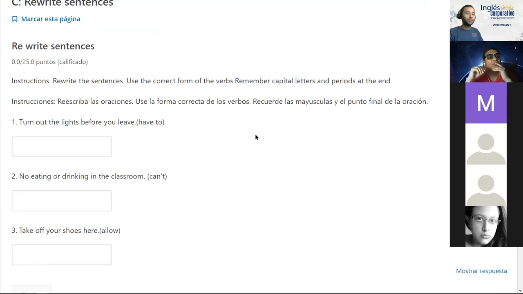Ok, instructions. Rewrite the sentences, use the correct form of the verbs. Remember, capital letters and periods at the end. Muy importante en estos ejercicios es que vayan en mayúscula la primera letra y que al final vaya un punto. Recuerden que esto no los califica un ser humano, sino que ya están las respuestas dadas. Por lo tanto, se califica automáticamente, como ustedes ya lo saben. Así que cualquier cosa que usted ponga diferente puede ser un espacio al principio, un espacio al final, dos espacios entre una palabra y otra. No le puso mayúscula, no le puso punto, puso dos puntos al final.